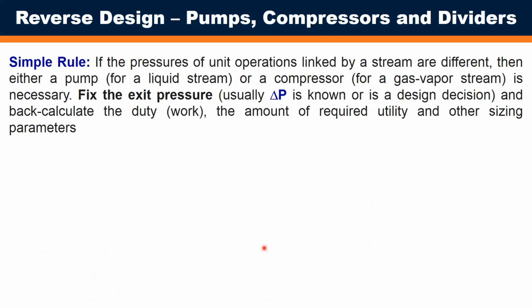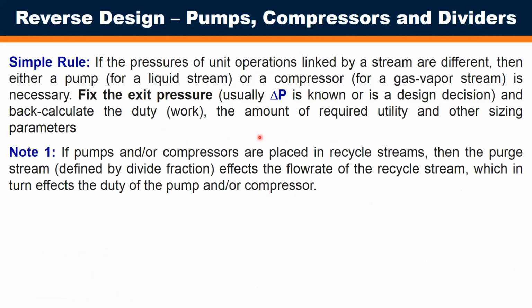When you look at pressure changers, pumps, compressors, stream splitters, and so on, again, if you have two units that are linked, but there's a difference in pressure, then you either need to add a pump for liquids or a compressor. Same thing applies. You fix the exit pressure because typically the pressure driving force is known or can be set as a design decision. And then you back calculate the duty and the amount of required utility and other sizing parameters.